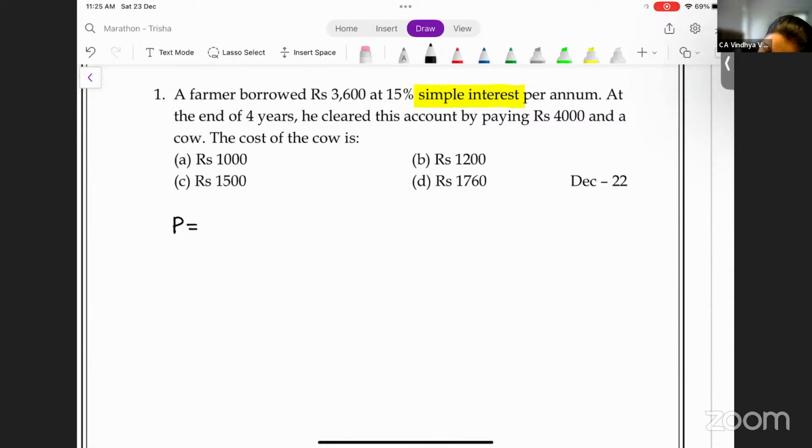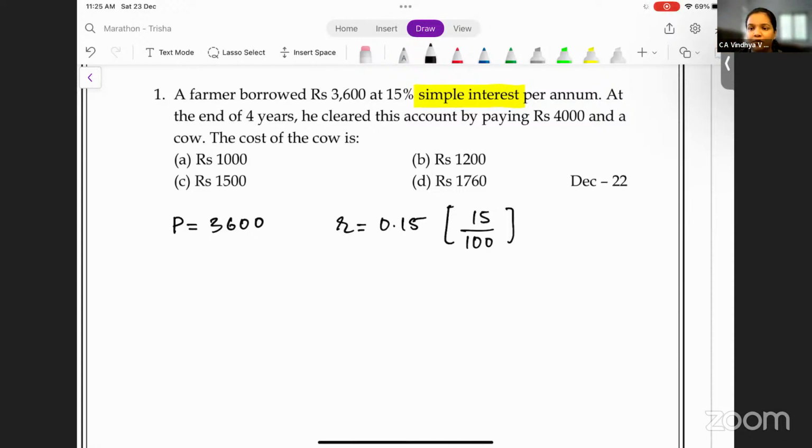Borrowed. So can I say 3,600 is the principal? Rate of interest is 15%, which I will write as 0.15. How 0.15? 15 divided by 100. Per annum. At the end of 4 years, he cleared the account by paying 4,000 rupees and a cow. He had to pay some amount. So to pay that amount, he paid 4,000 rupees plus he gave a cow.